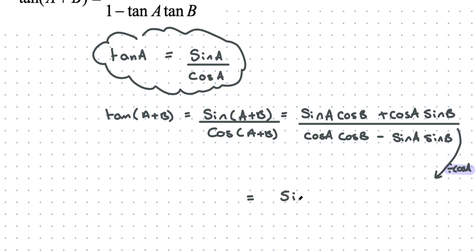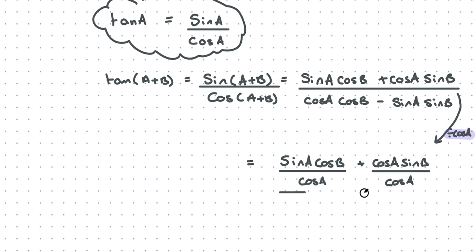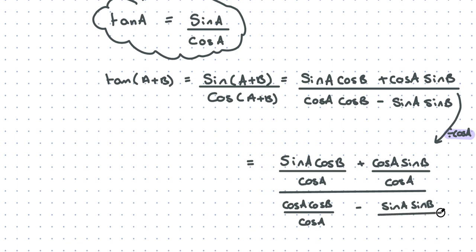So sine A cos B, that is one term, I'm dividing it by cos A, plus cos A sine B, dividing that term by cos A. All over the bottom, which is cos A cos B, that is one term again, dividing all of that by cos A, minus sine A sine B, that's one term, divide all of that by cos A.